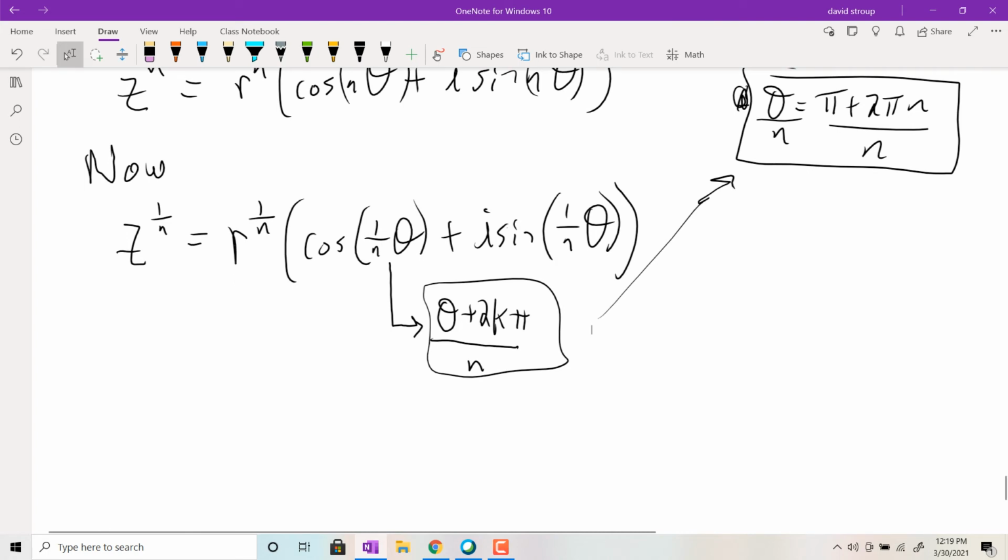Right. So anyways, let's see if we can pull this off. And in general, there's going to be n roots.